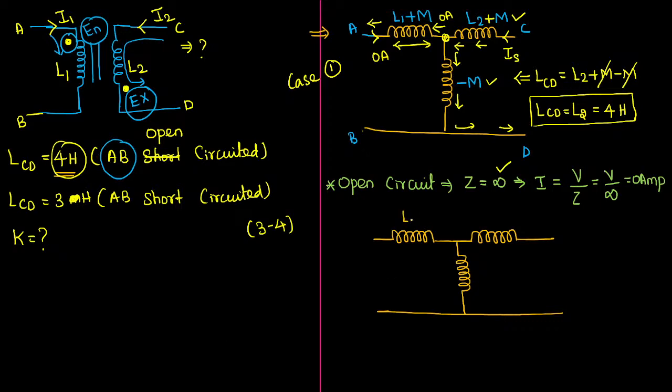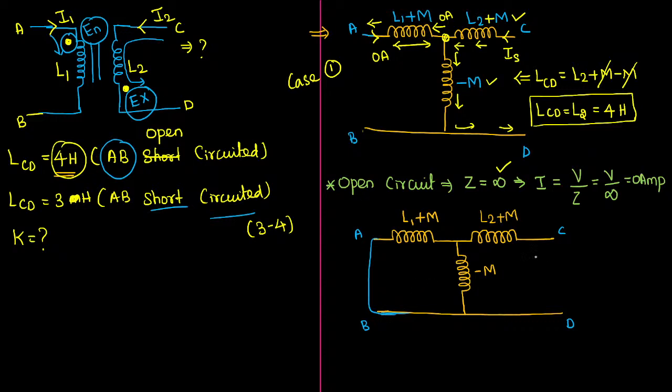So here, once again, it is L1 plus M, this is L2 plus M, and this is minus M. They have given the terminal names already. This is A, this is B, and this is terminal C, terminal D. In the first case, they open circuited A and B. Now they told that they are short circuiting this. It means this terminal will be short circuited with this. Yes, sir. When they short circuit the terminal, what will happen?